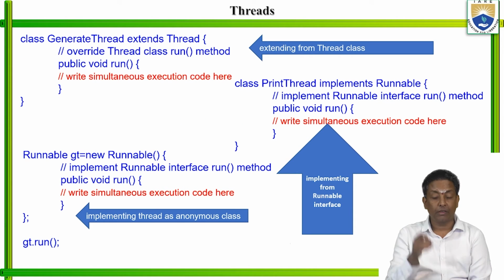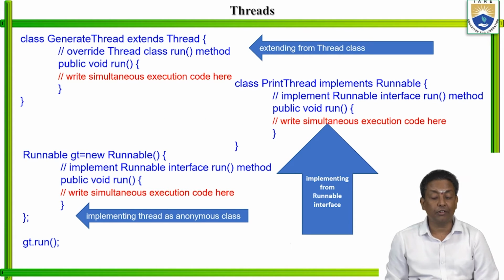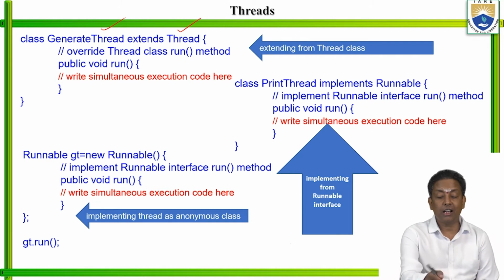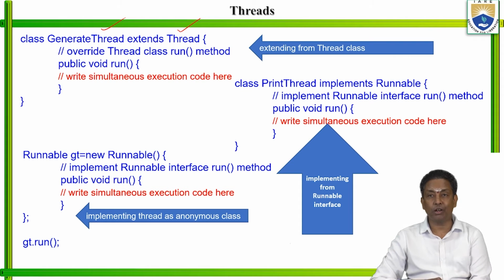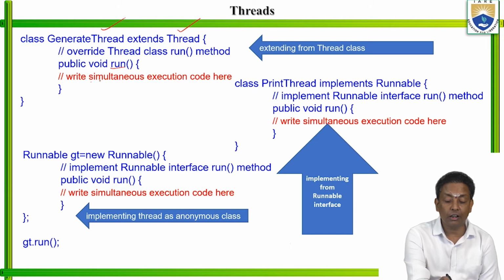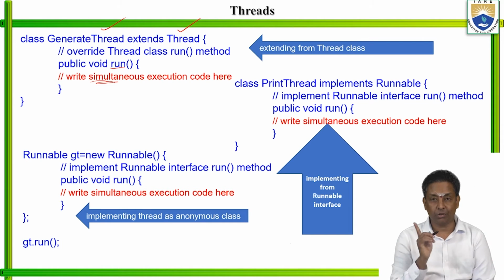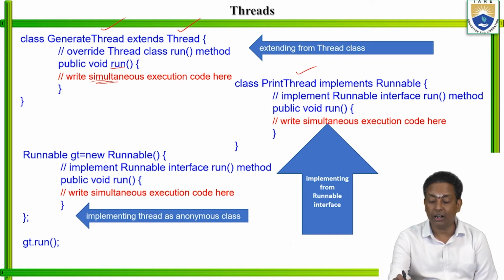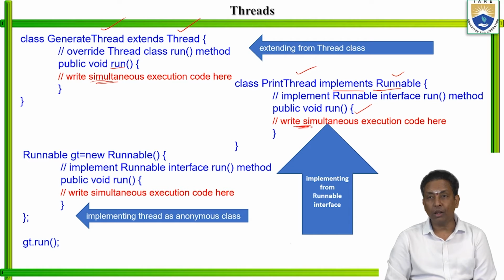Here I am showing how we can create threads in different ways. You can create a class that extends Thread, for example class GenerateThread extends Thread. This is one way of implementing the thread: extend the Thread class and override the run method. Here you write the thread logic. The second way is to write a class that implements the Runnable interface and implement the run method. Here you write the thread logic.